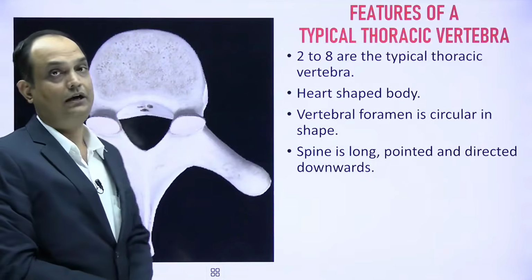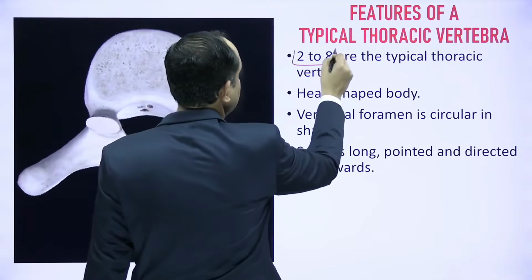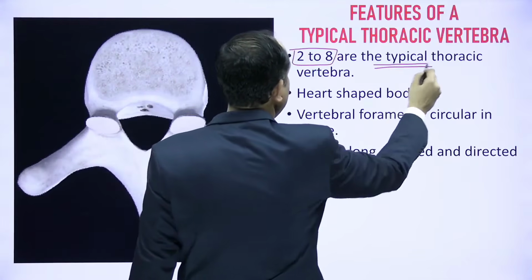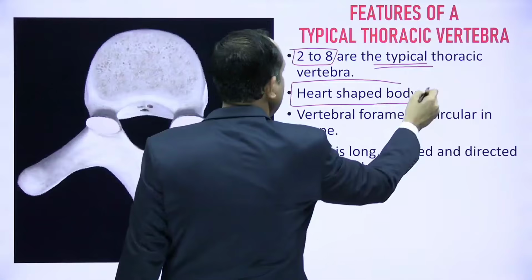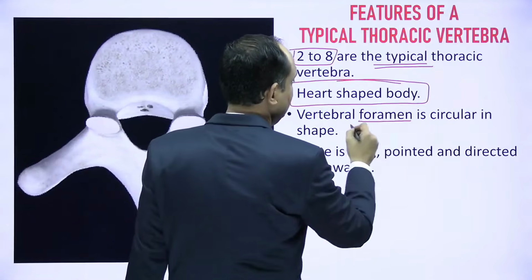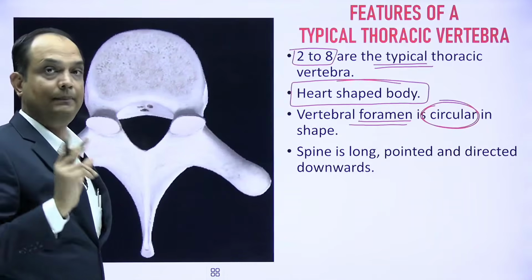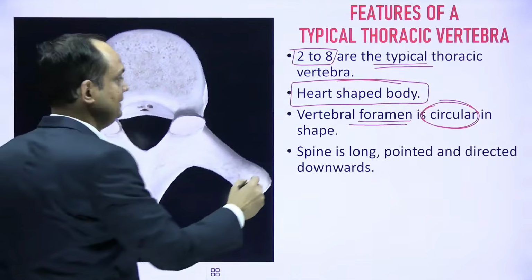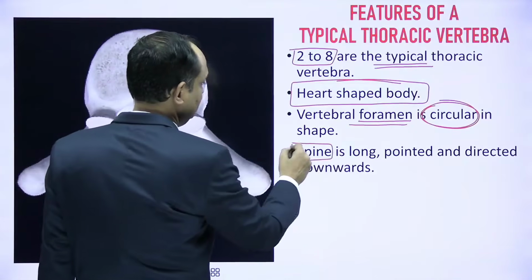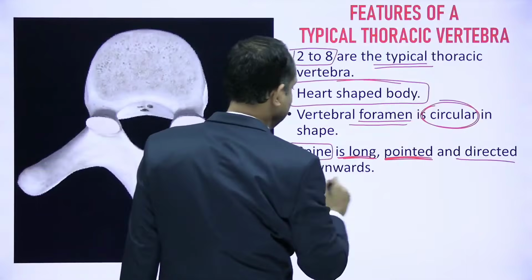Thoracic vertebrae are 12 in number. Out of these 12, 2 to 8 thoracic vertebrae are typical and they have heart-shaped bodies. The foramen for the spinal cord is circular, which is known as the vertebral foramen. But the important thing is that the spine of a thoracic vertebra is long, pointed and directed downward.